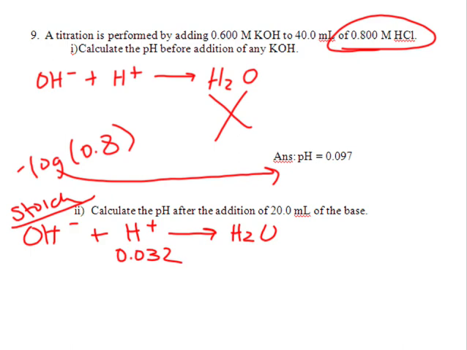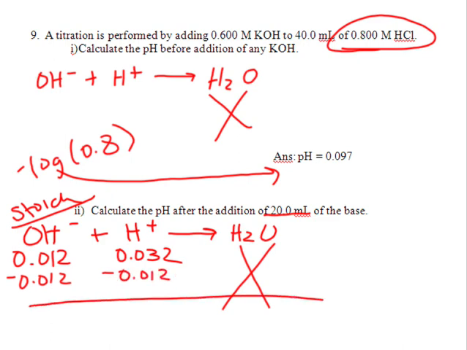Here we're adding 20 mils of 0.6 molar, so 0.02 times 0.6, 0.012. All right, so who's going to run out in our first ICE? The base, minus 0.012, minus 0.012. I could make water, but we don't care. It's neutral. So we run out of base, and we're left with 0.020 moles of H plus.